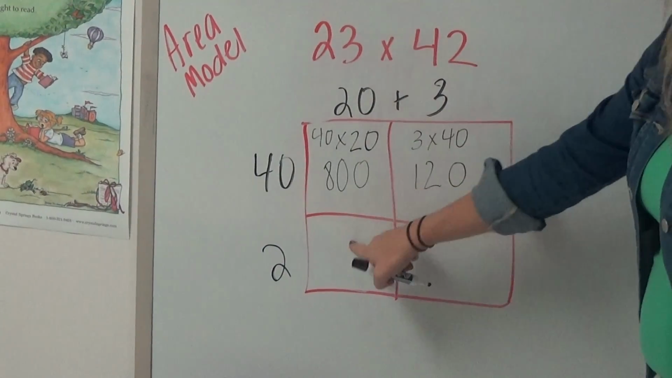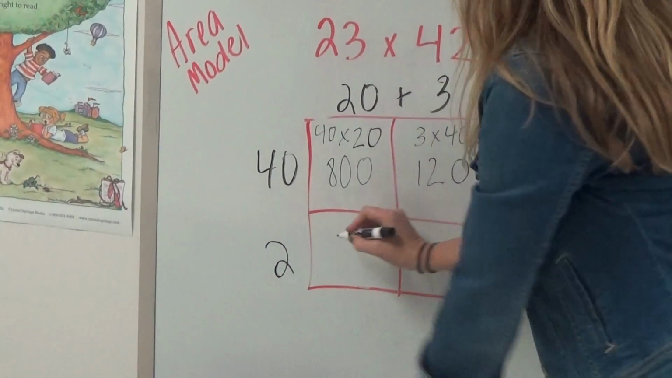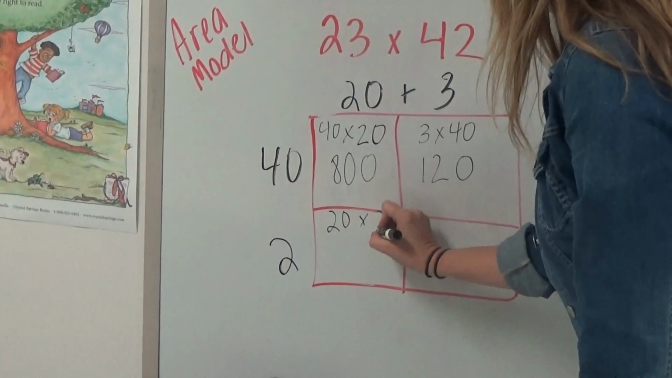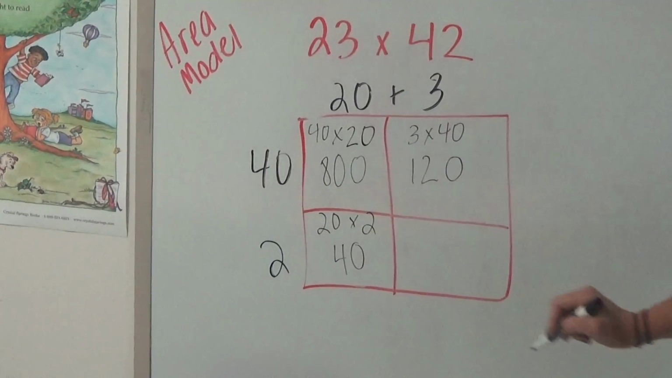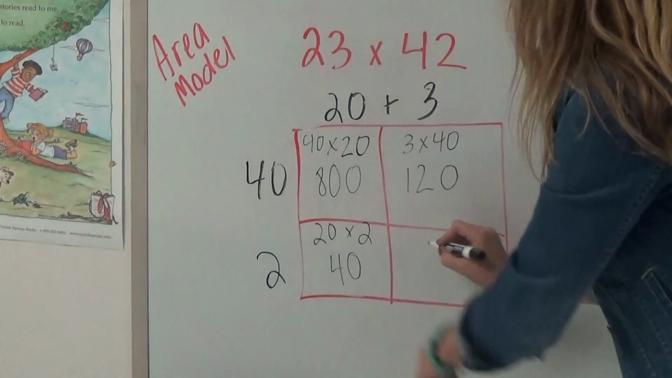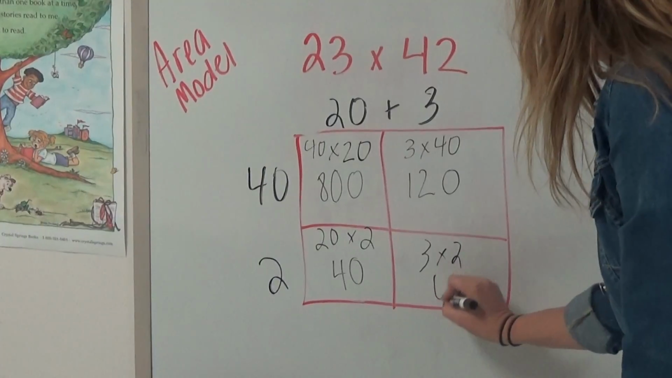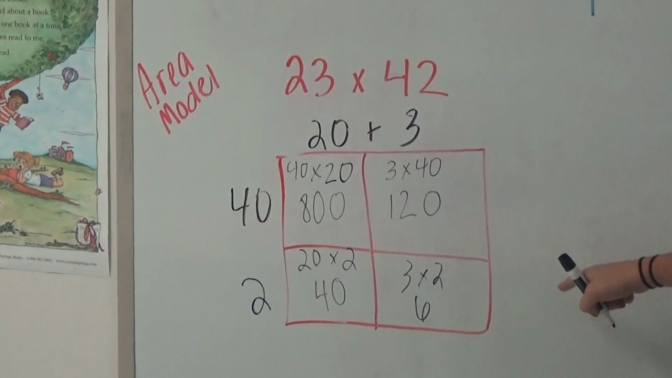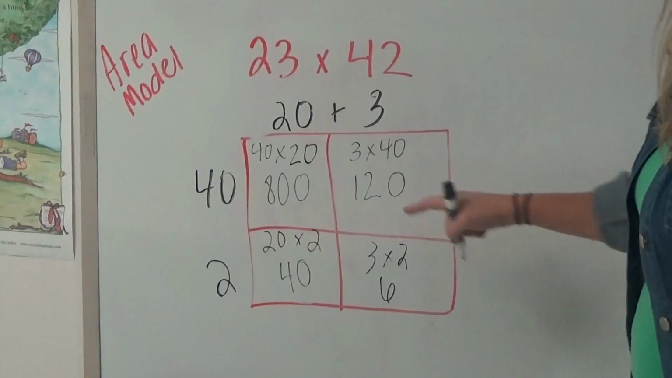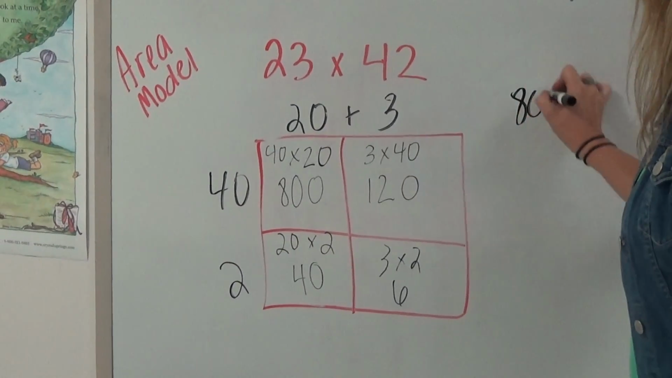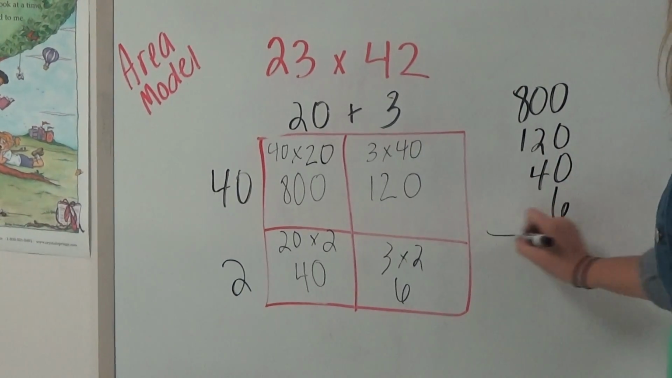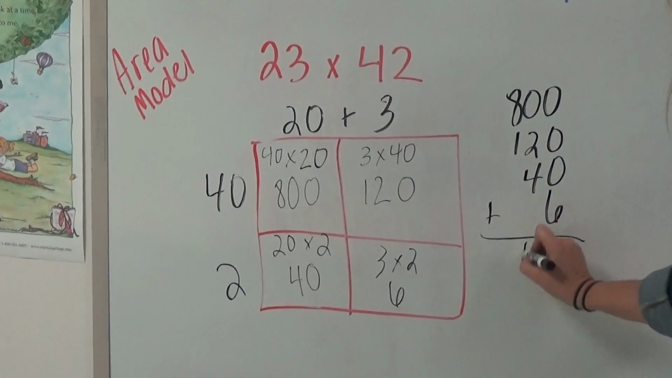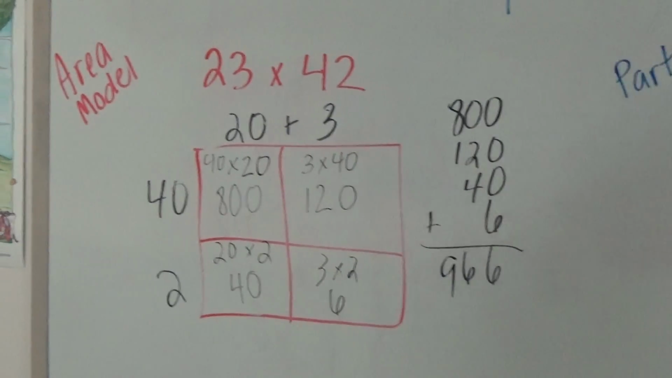And then we're going to go down to this box, so we'll go up and over, and we're going to multiply 20 times 2. So 2 times 2 is 4 plus 0. And then we have 3 times 2 in our last box, which is 6. Then we're not done yet, we need to add up all of our multiplication products. So we have 800, 120, 40, and 6. I'm going to add all those up, and we got 966, just like we did with our standard algorithm problem.